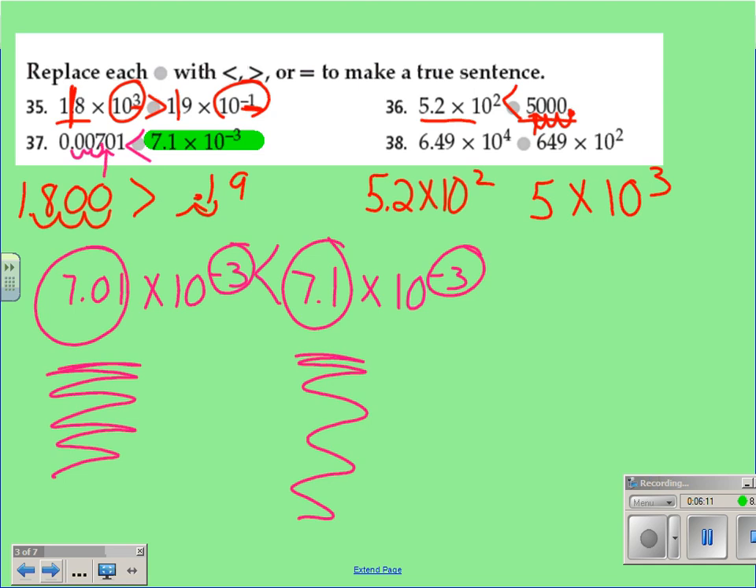Moving on to our last example, I noticed that the first value is in scientific notation, the second one is not.